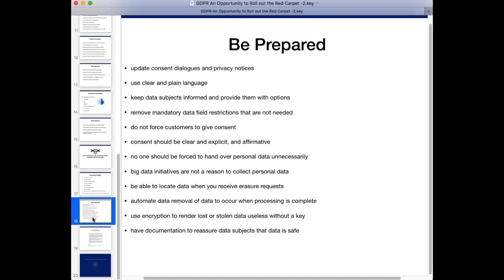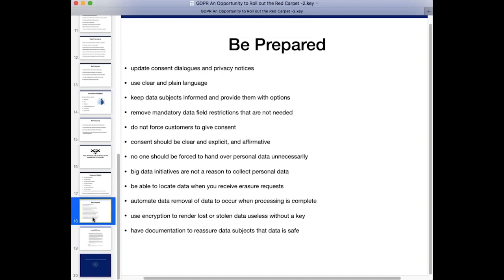But don't collect email addresses to create login accounts and then force customers to sign up to receiving marketing emails. Consent should be clear, explicit and affirmative. The data subject must agree, opt in, and not be forced to hand over personal data unnecessarily. Feeding a big data analytics program is not a reason to collect personal data.